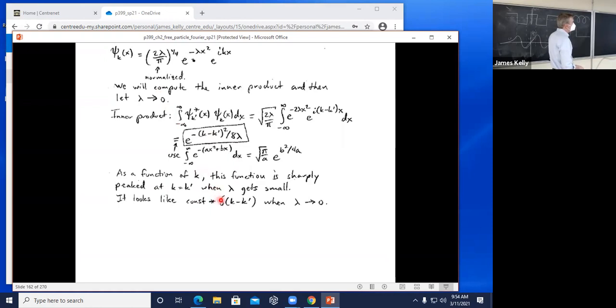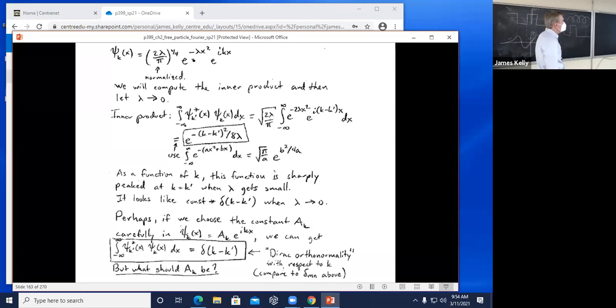And if it's sharply peaked around a particular value of k equals k prime, that means it kind of is getting close to a delta function there when lambda is getting small. I'm just trying to accumulate some evidence here. Okay, it looks like a constant times the delta function. And therefore, the question we want to ask is, going back to our original function that doesn't have the Gaussian envelope, perhaps if I choose this constant ak just right, then this inner product could be, in that sense, thought to be exactly a delta function and not 2 times a delta function or pi times a delta function, right? We can make it exactly a delta function in the same way before that we had a Kronecker delta function over here. Here we're going to make it a Dirac delta function.